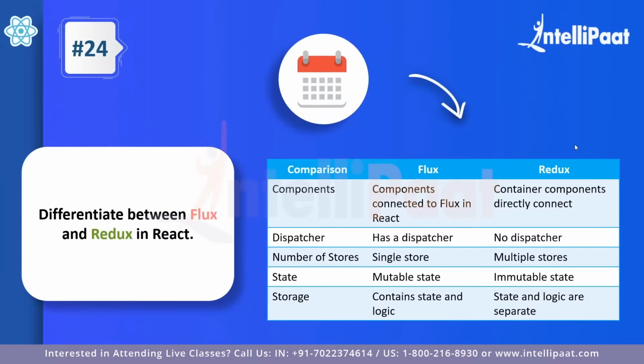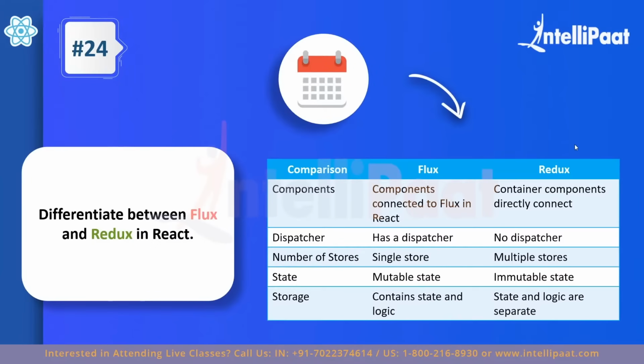The logic and the states are stored in separate places. And then when we talk about states, Flux has mutable state. It can be changed while updating in real time, while with respect to Redux, the states are immutable. And then when we talk about the number of stores, we spoke about stores a bit before. Flux has only one store and Redux has many stores.